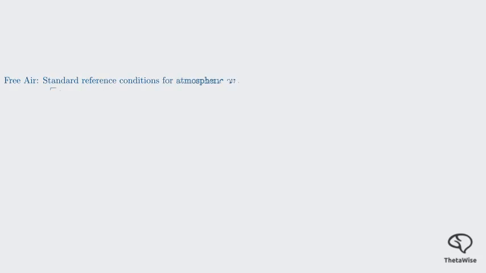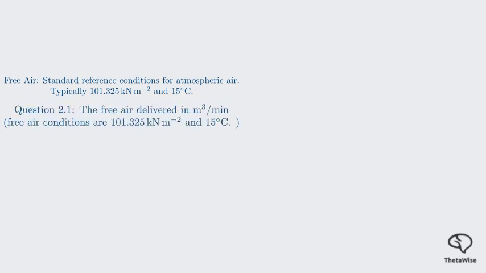The first question asks for the free air delivered in cubic meters per minute. First, what is free air? Free air conditions are standard reference conditions for atmospheric air, which are typically 101.325 kilonewtons per square meter and 15 degrees Celsius. When a compressor draws in air from the atmosphere, it's operating under these free air conditions. So, we need to find the volume of air at these standard conditions that the compressor delivers every minute. Let's state the question clearly. Calculate the free air delivered in cubic meters per minute.